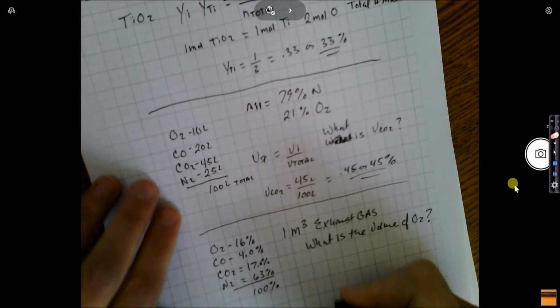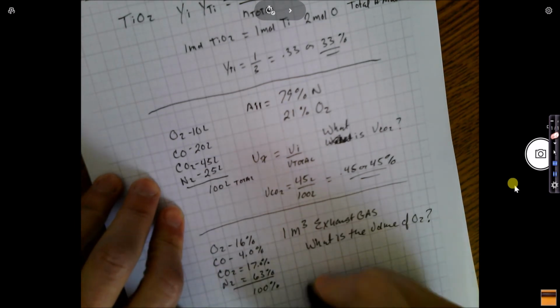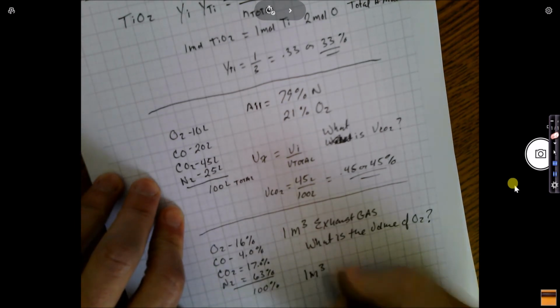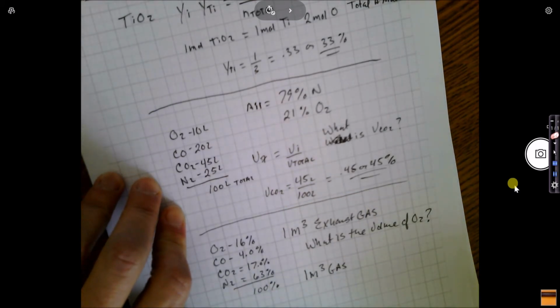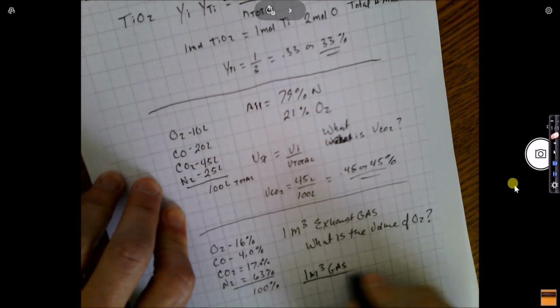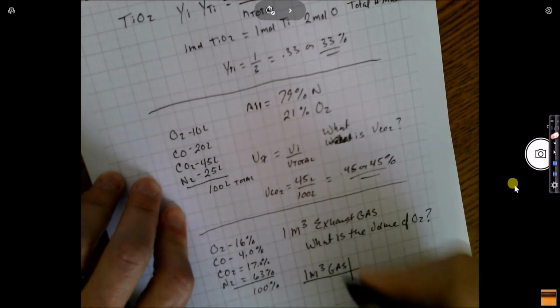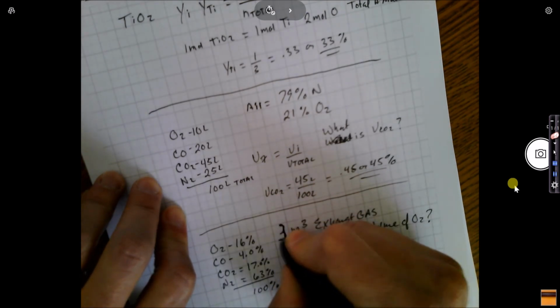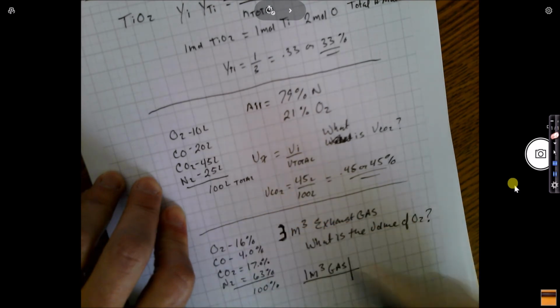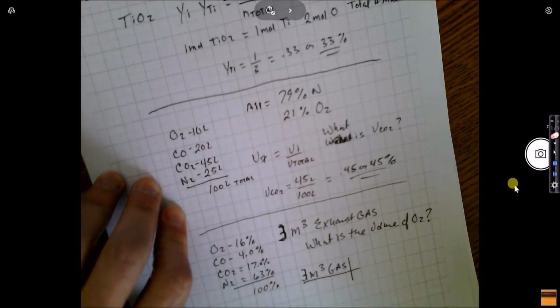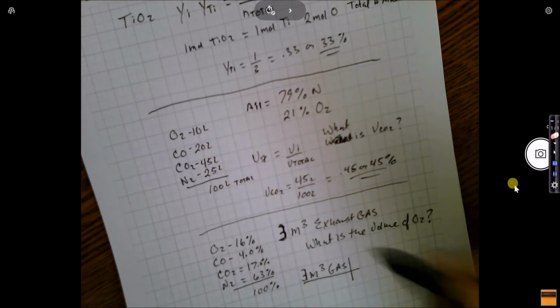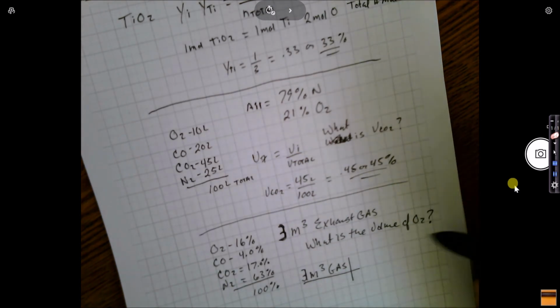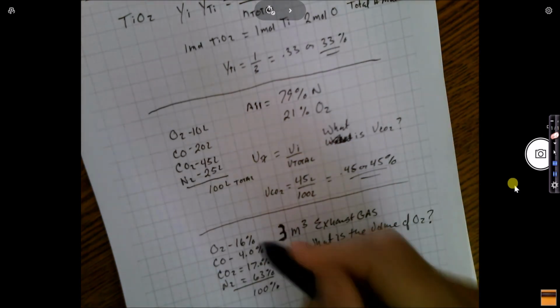So we have 1 cubic meter. And you can take a ratio, so you can take what's called a basis. Okay, so we're actually given 1 cubic meter. Let's change it. We can say we have 3 cubic meters of exhaust gas. Forgive me for kind of changing gears on you. So 3 cubic meters of exhaust gas. What is the volume of O2 if our composition is this?